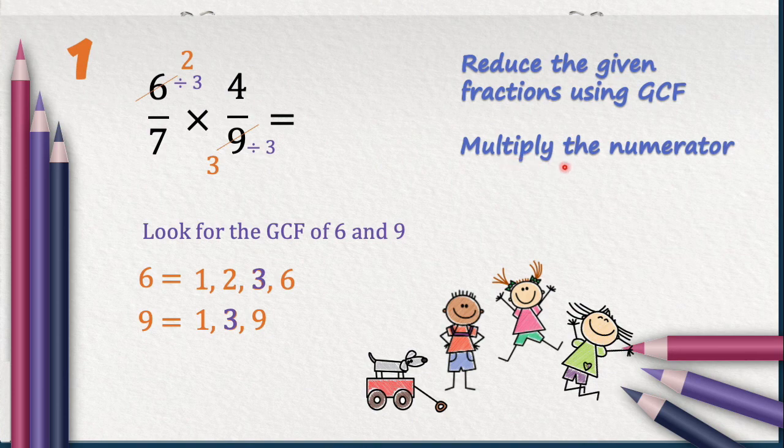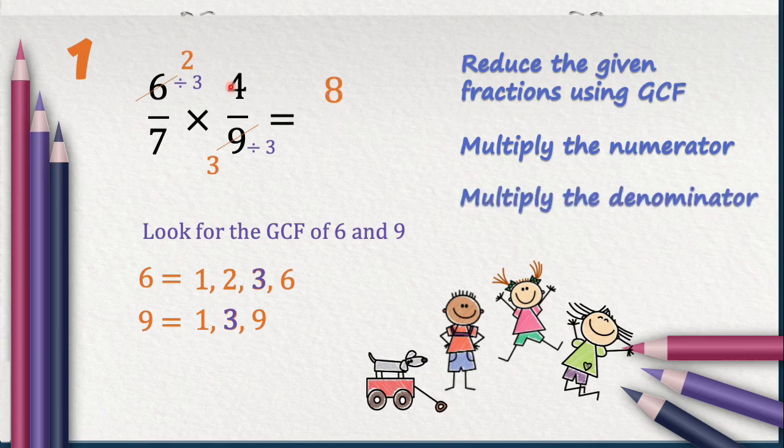We have to multiply the numerators. The numerator is the one on top. So, instead of 6, we will use 2, since it was reduced. So, 2 times 4 will give us 8. Then, lastly, we have to multiply the denominators, the ones at the bottom. So, instead of 9, we will use 3, since it was reduced. So, 7 times 3 will give us 21. So, this is already in simplest form since we already reduced the fractions at the start of the problem.